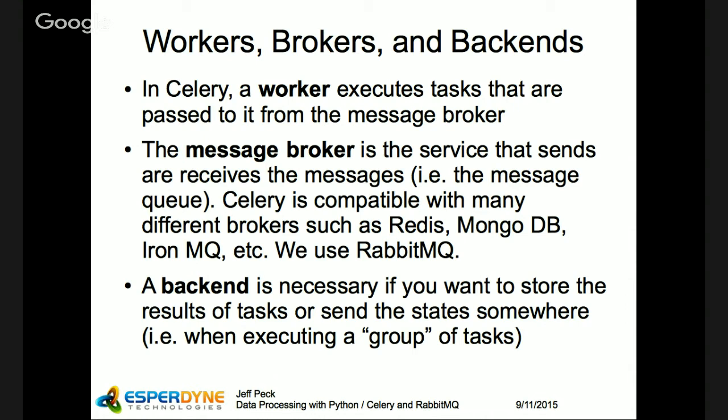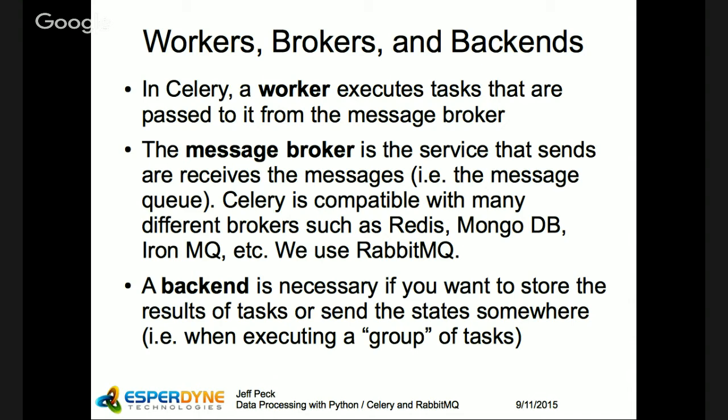So it's basically like a long-running Python application that just sits there in the background, looking at a queue, and anytime a new message or a new task comes into the queue, the worker will grab that task and get to work. Then the message broker is the service that sends and receives the messages. That's what we just said in the previous slide. That would be RabbitMQ. It could also be Redis, MongoDB, IronMQ. There's a whole list on the Celery website of various ones that are supported, but these are just some of them. And then we get to the backend.